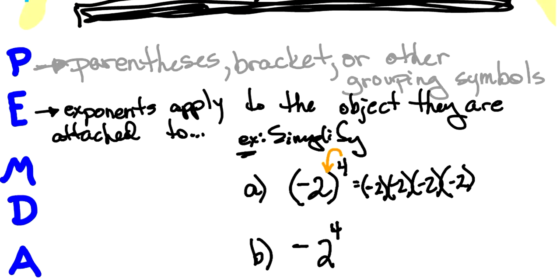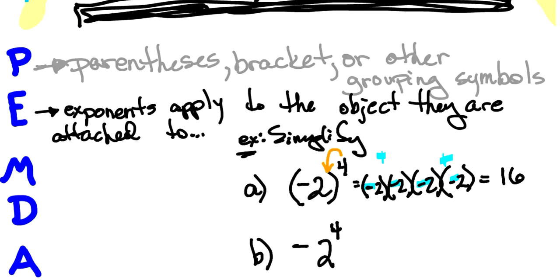Ergo, we have 1, 2, 3, 4 -2s multiplied. Of course, now we have an even number of negatives, so check this out. A negative times a negative makes a positive, right? A negative times a negative makes a positive. So this will be positive 16. I just wanted to make that point for you.